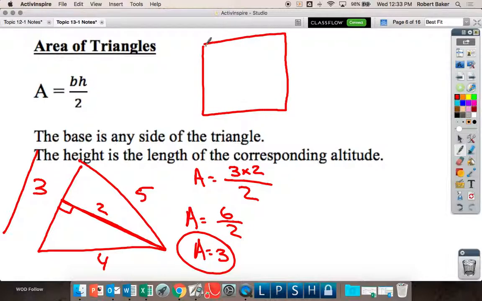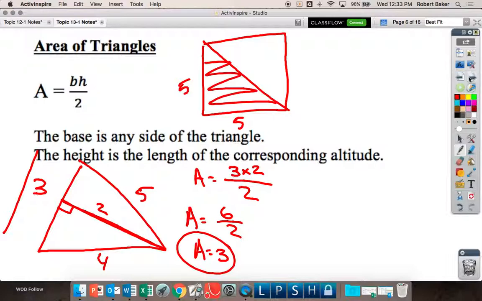How do you find the area of a box? Base times height. And then if I cut that box in half, so it's base times height, and I cut it in half, divided by 2, gives me the area of that triangle. So it's like finding the area of the box and cutting the box in half, and gives you the area of the triangle. That's why it works.